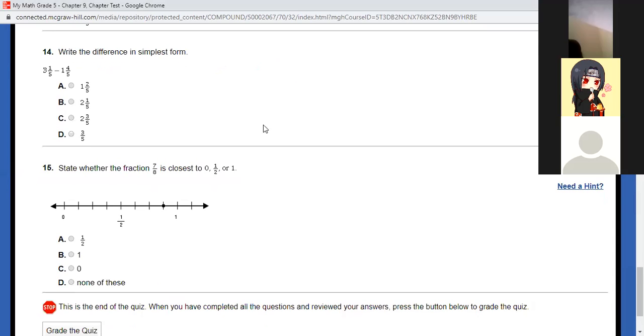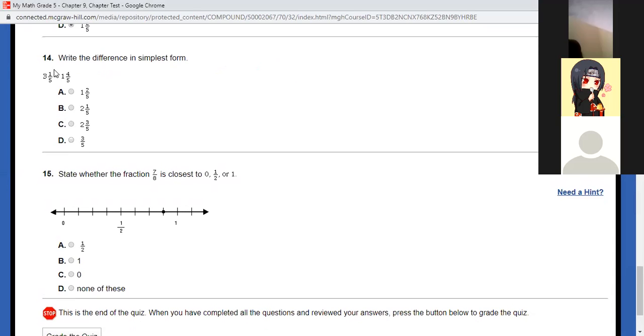All right, last two: 14 and 15. So we only have Pooja and Akrit left. Pooja, I see your hand. Do you want to try this one? Question 14.